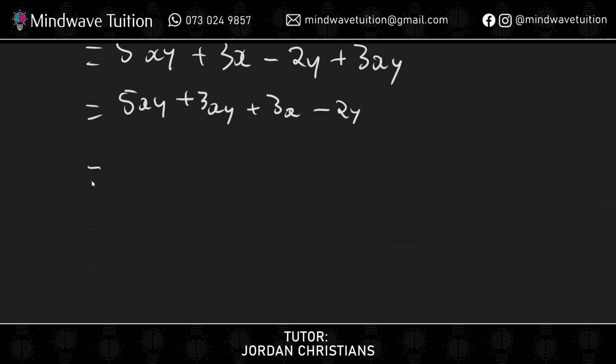So then 5 plus 3 will give us 8xy plus 3x minus 2y. There's no other like terms, so we cannot do anything else with the sum, and that is our final answer.